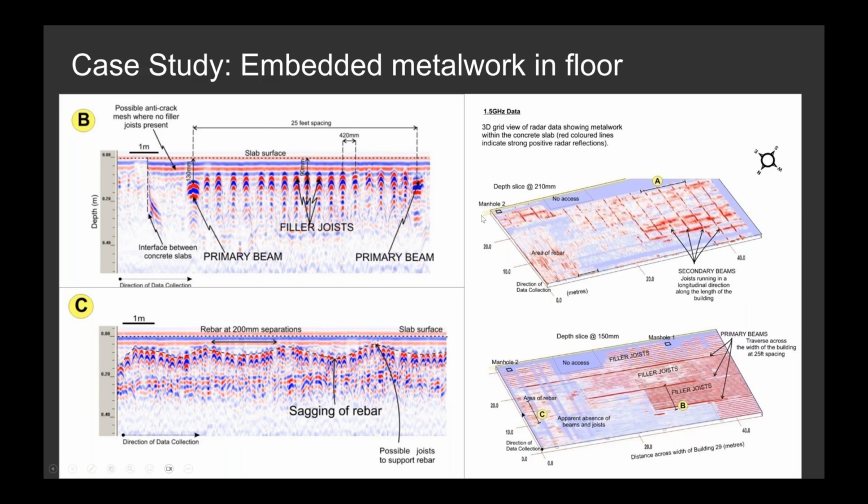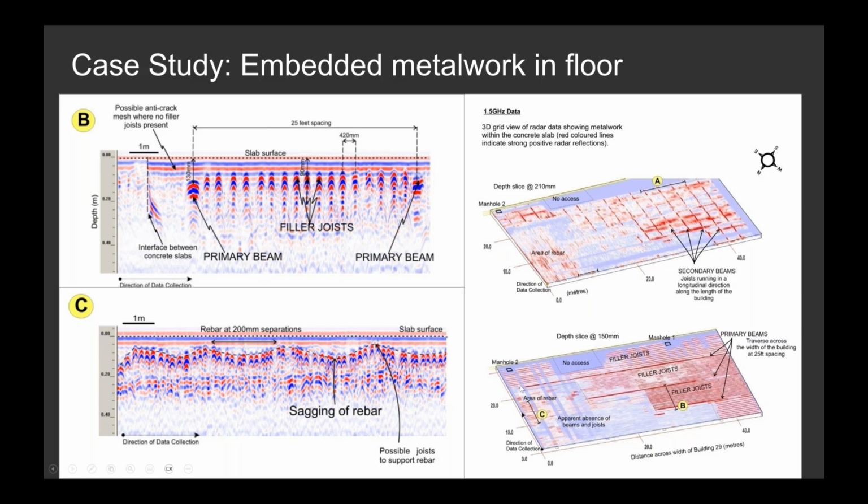We can also look at how these features look across the whole survey area. So where the radar data is plotted in plan view, we can take a slice across a constant depth. This is called a depth slice. It's a good way to see how features relate to each other across the site, and how that changes with depth potentially. And you can see we're able to identify areas where there was an apparent absence of beams or joists in this area of the site in the left.